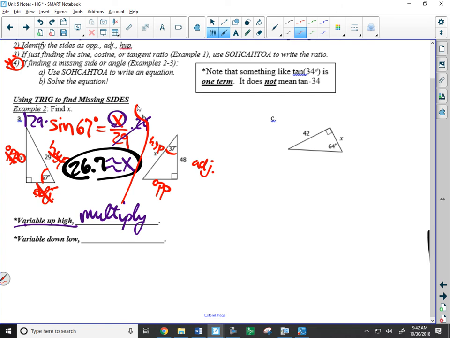I've got to decide if I want to do sine, cosine, or tangent. I don't have the opposite, so I will not include one that has O in it. And that leaves me with cosine. That's the only one that has adjacent and hypotenuse. So I do cosine of my angle.